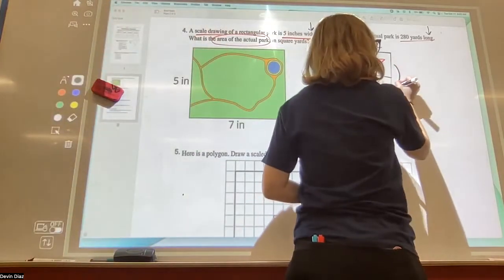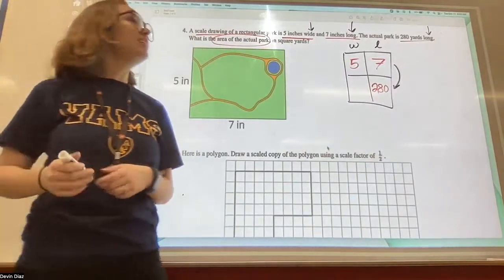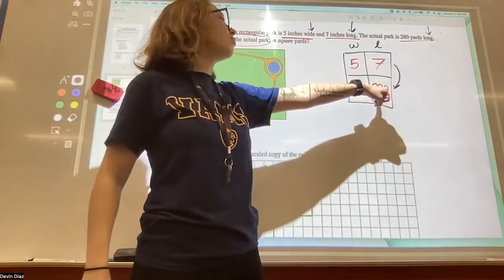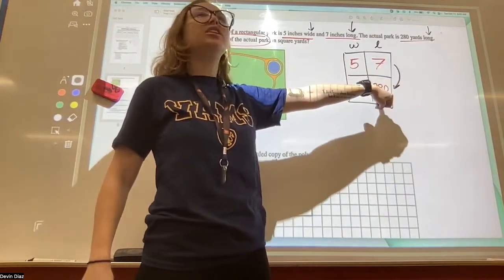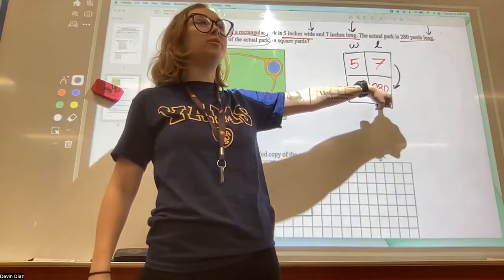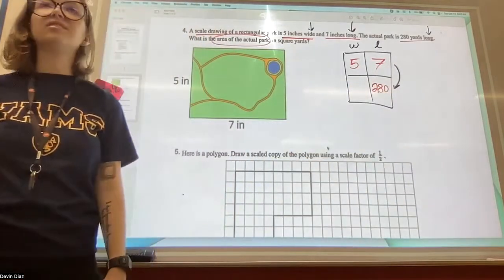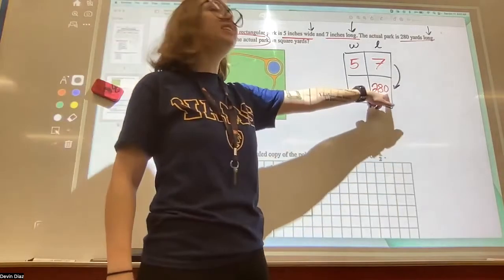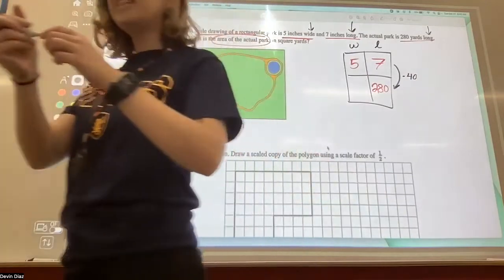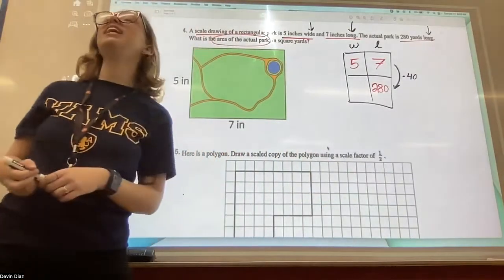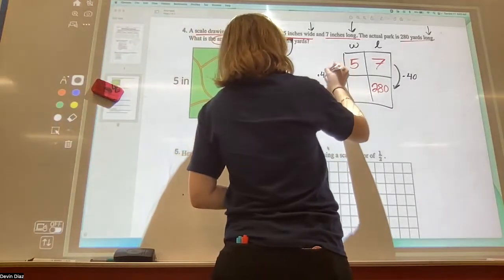I gotta figure out how I go from 7 to 280. We can be smart. How do I go from 7 to 28? Show me on your fingers what I do from 7 to 28. 4. But then it's got a 0 at the end. Times 40. Like I said, nice and loud. What we do to one side, we do to the other. So I do times 40.